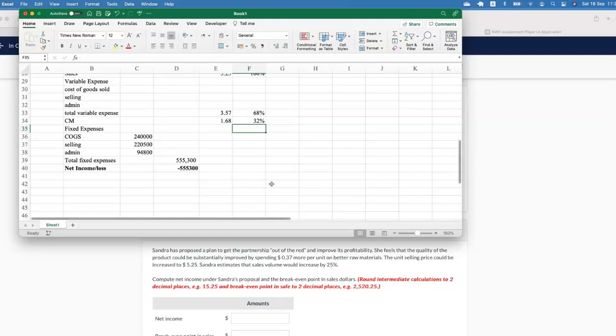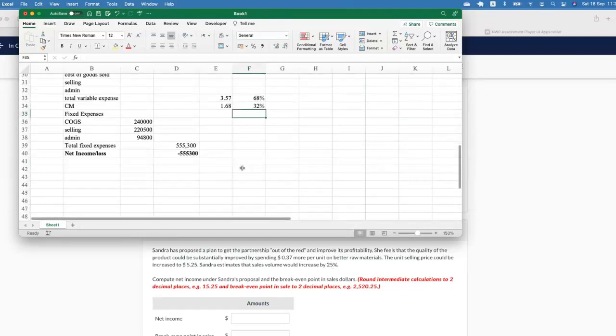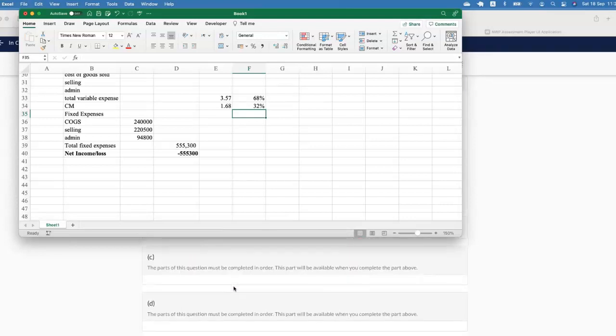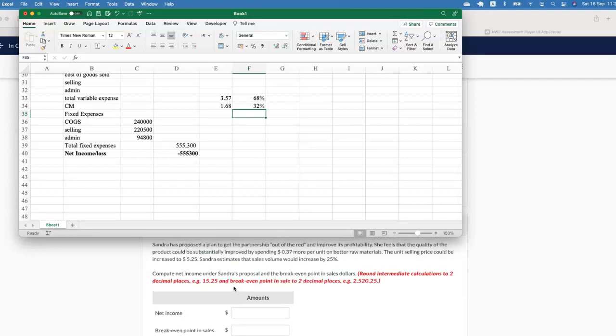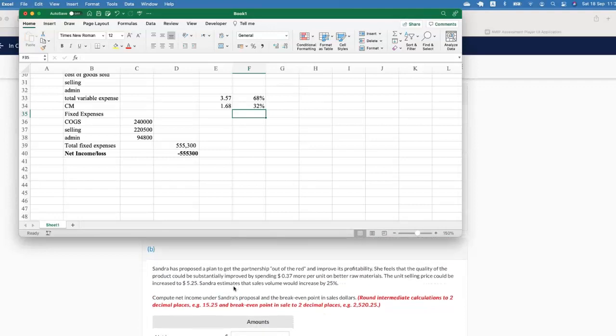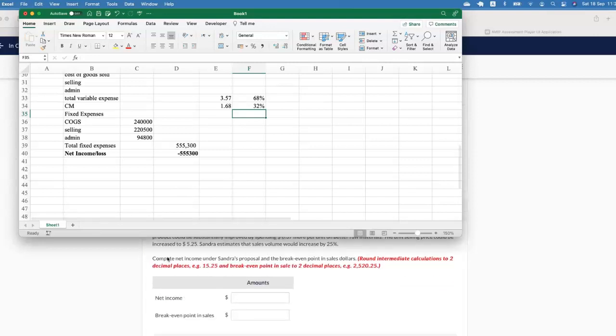Oh, I have a different problem. There is nothing about the fixed cost. Number 3, increase fixed selling expenses. You don't have that? Maybe this is part C. I'm in part B, doctor. Oh, you're right. I'm in the wrong part. Okay, good. Continue. Compute net income under Sandra's proposal and the break-even point in sales dollars. You're right, I was reading C.